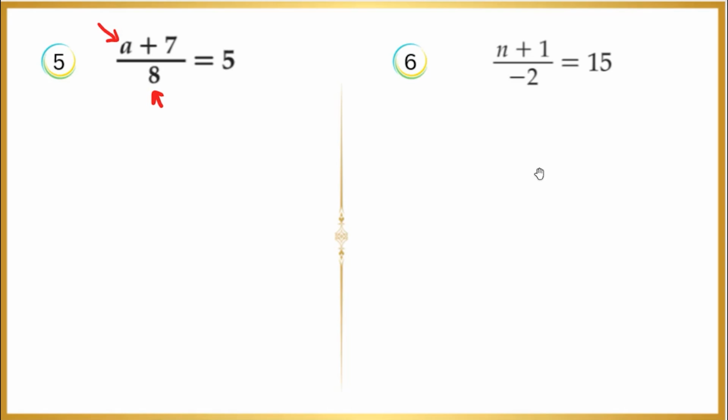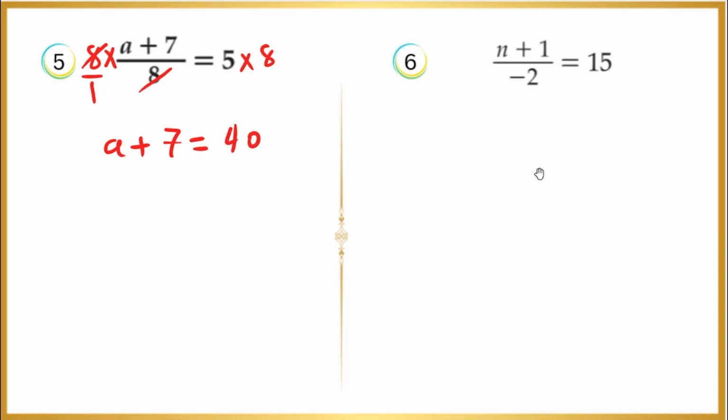Then what should I do? Like we said, we should start with the farthest one. This a is close to 7, and this division means we can't remove 7. Then we need to cancel this divide by 8 first. How can we cancel division? We cancel division by multiplication. This 8 is like 8 over 1. You can cancel it up with 8 down. We have left a plus 7. On the other side, we have 5 times 8 is 40.